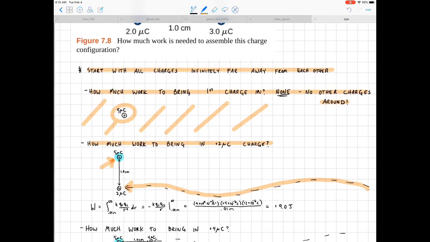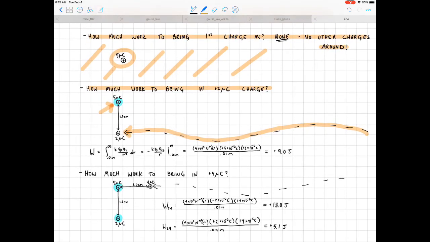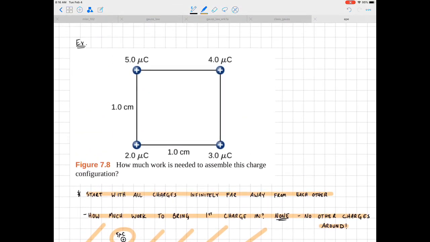Well, how much work did that take? We just go back to the definition of work, and we plug in the values, and I get out plus 9 joules. It took 9 joules for me to bring that 2 microcoulomb charge from infinitely far away to 1 centimeter away. All right, cool. Now I want to bring in the next charge. Let's bring in the 4 microcoulomb charge, this one up here.